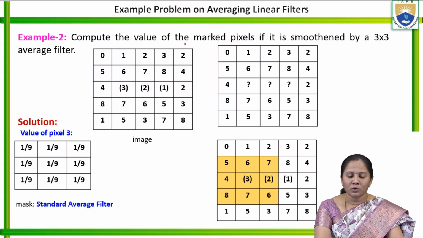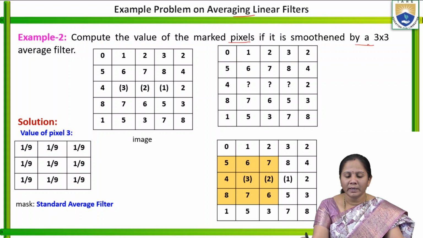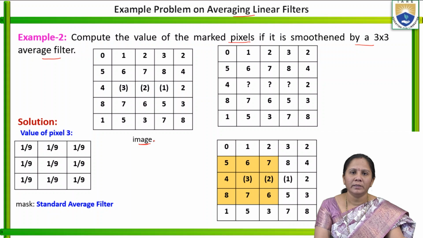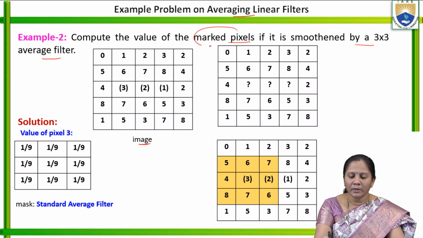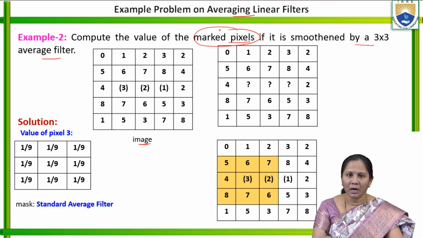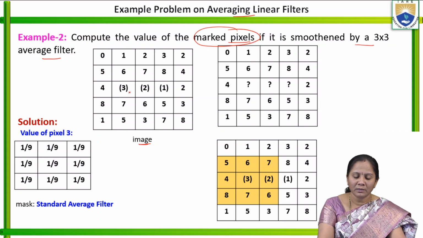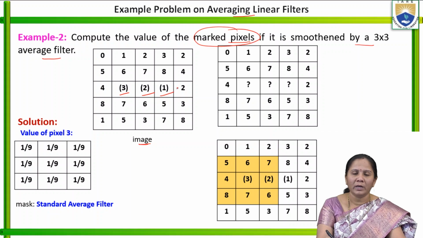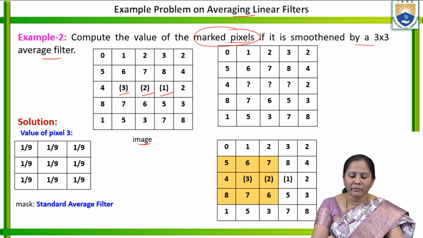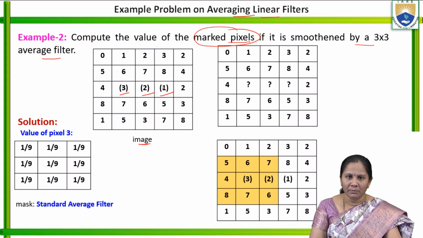So let us solve another example related to averaging filters. Compute the value of marked pixels if it is smoothed by a 3x3 average filter. Here this is the image they have given, and they have asked to find only the marked pixels. Here the pixels marked are 3, 2 and 1. For those pixels only we have to apply the average filter and find the new values in the output image.